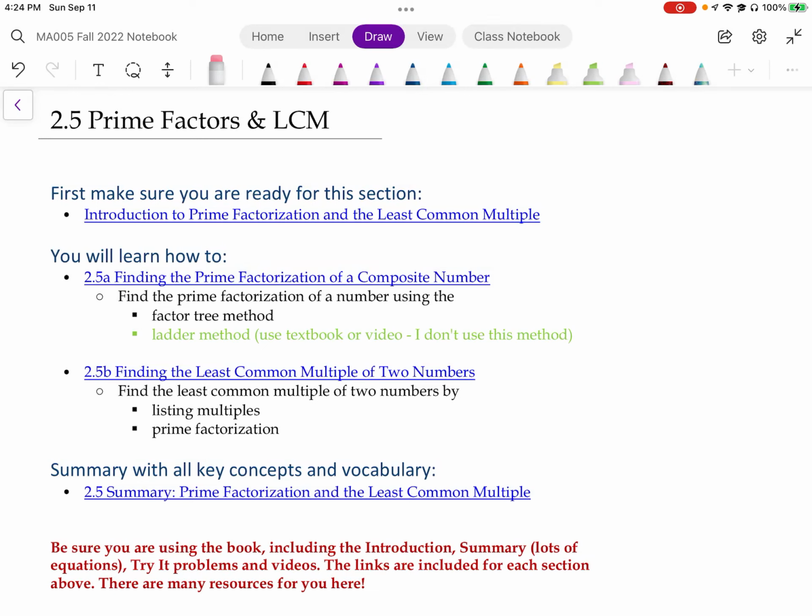Hello, this is Professor Eckhouse, and I'm going to talk today about section 2.5, which is prime factors and least common multiple. That's what LCM stands for.